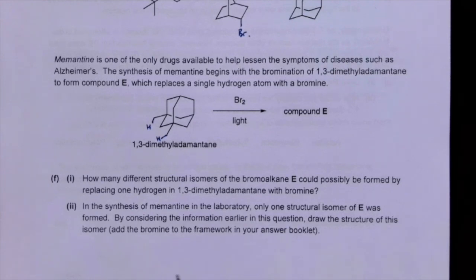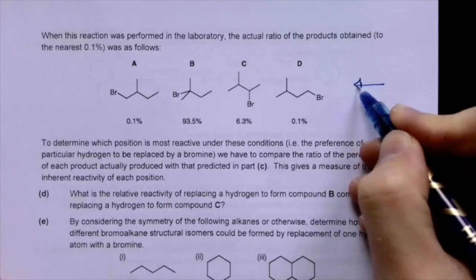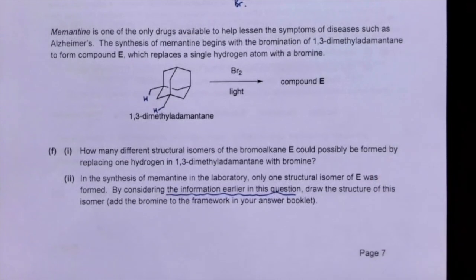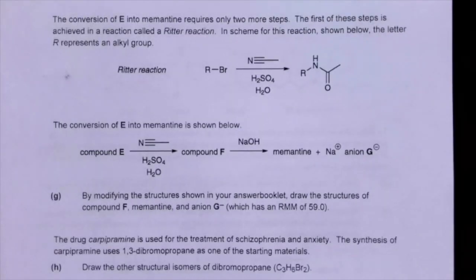Okay. So in the synthesis of memantine in the laboratory, only one structural isomer of E was formed. By considering the information earlier in this question, which is referring to this information here, which should make it fairly obvious, draw the structure of this isomer. So in the answer booklet, it's got this structure, and you just need to add on where the bromine atom will be added, which I think is fairly straightforward. Okay, so once we've done that, we can move on to the next part over the page.